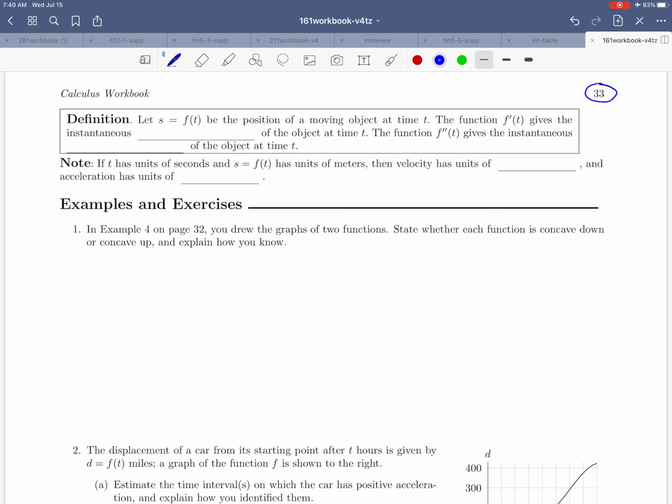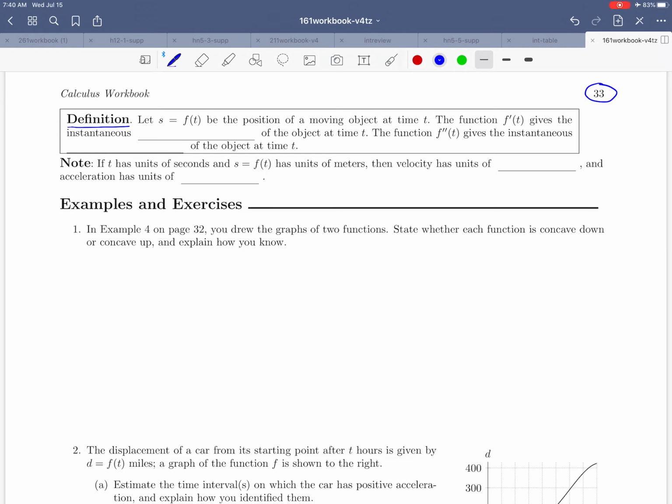This is going to be a very brief video that just introduces a definition that talks about the second derivative in one specific situation that's going to come up frequently over the course of the semester. So let's read this together.